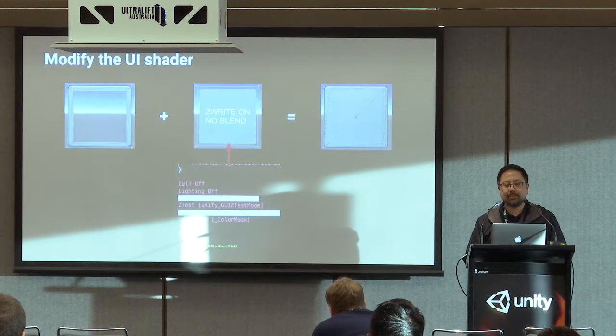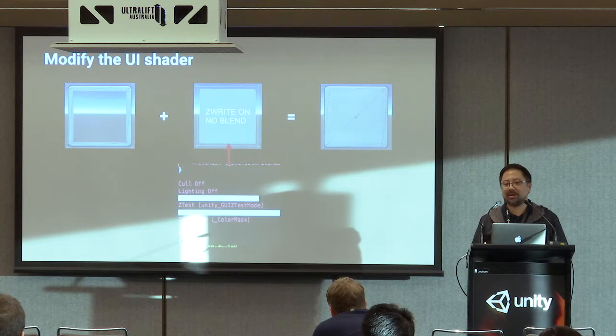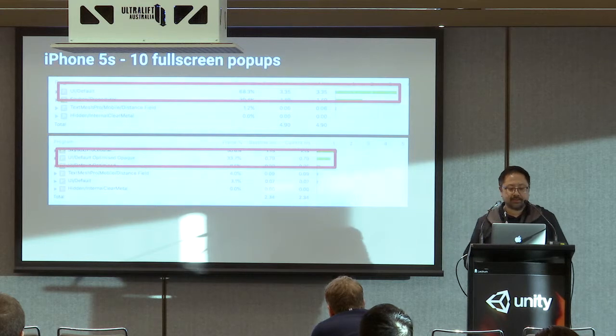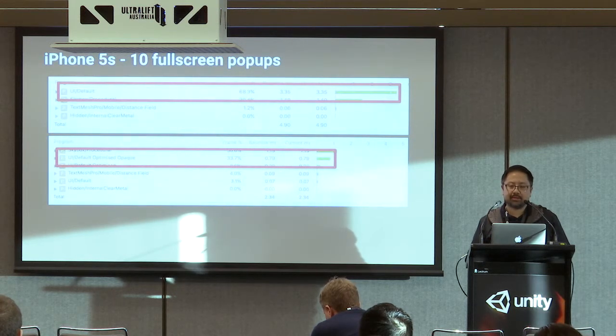You have to know that even if your image is fully opaque and has alpha 1, it's still a transparent object according to the UI. So you just put those together and you can remake your panel like that. I did some profiling, and for 10 full screen pop-ups, we dropped from 3.35 milliseconds to 0.79 milliseconds. This will be a lot worse on older devices like the iPad 3.